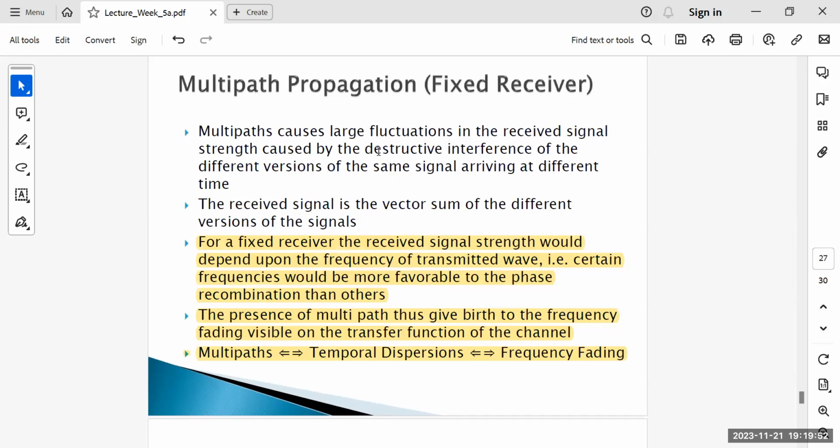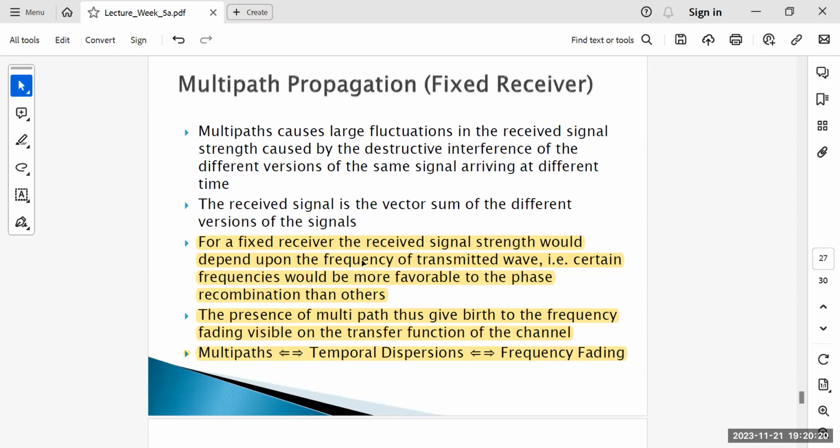So if there is a destructive interference, the quality of the signal would be degraded. For a fixed receiver, the received signal strength would depend upon the frequency of the transmitted wave. That is, certain frequencies would be more favorable to the phase recombination than others. The presence of multipaths, therefore, gives birth to the frequency fading visible on the transfer function of the channel. So multipath causes frequency fading.